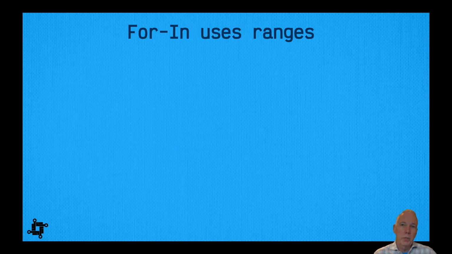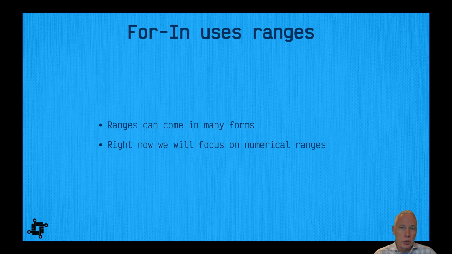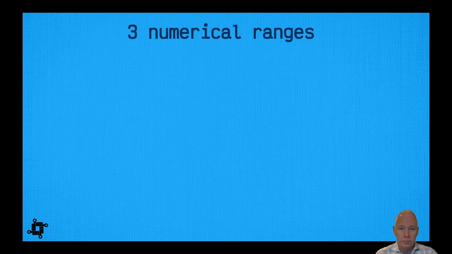So for-in loops use ranges to determine how we're going to go through a loop and how often we go through the loop. And ranges come in many different forms, and Swift allows for a lot of versatility here. However, we're going to focus specifically on numerical ranges to start with. Those are the easiest to understand and get our heads wrapped around. And then as we get into more complicated data structures throughout the course, we can look at how for-in loops can work on those data structures as well.